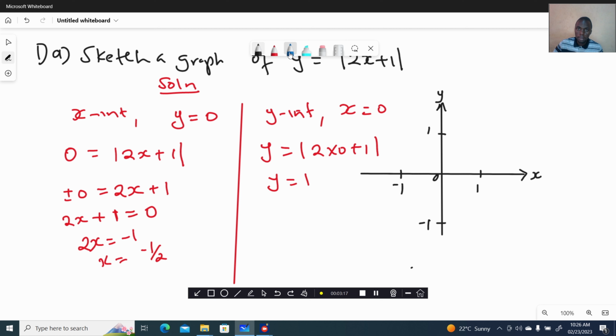I want to sketch this curve. So we have negative a half, 0, which is halfway here. Then you also have 0, 1, which is here. When I draw, I'm going to have a straight line like that. Okay, this negative part should not be there because this is a modulus function. So we have to ensure that we are accurate when we are drawing.